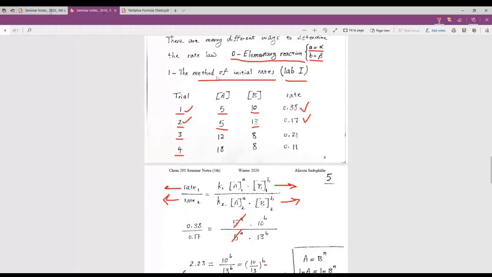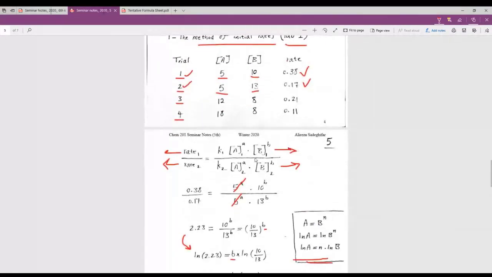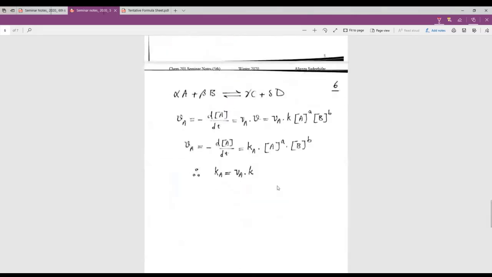But this is the first method that we use, called the method of initial rates, and it's based on experiments. Because it's based on experiments, we just use this simple equation, which is the empirical equation for the rate law. Okay, so that is the rate law. It's called the rate law.